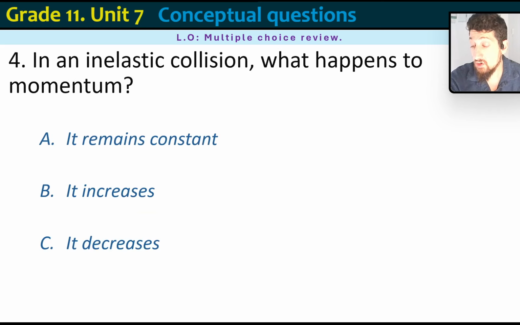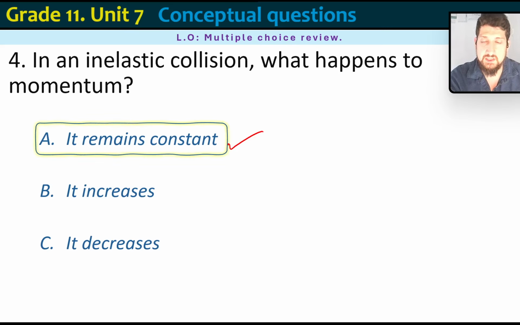Let's have a look at number four. In an inelastic collision, what happens to the momentum? Inelastic collisions are ones where the objects stick together. What happens to the momentum? Well, it doesn't actually matter. That's kind of a trick question. Whether it's inelastic or elastic, the momentum will always be the same. It will always remain constant. So it doesn't matter what kind of collision it is. It's always going to remain constant before and after.